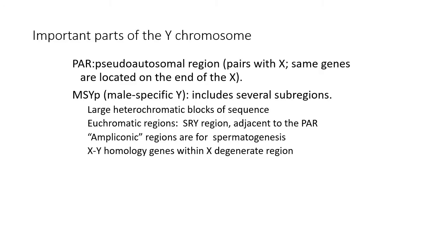Important parts of the Y chromosome. We're just going to deal with three parts specifically. First is the pseudoautosomal region, which pairs with the X chromosome. Then we're going to talk about the SRY region, which is the male determining region of the Y. And then we're going to talk about the ampliconic genes that are important for spermatogenesis.